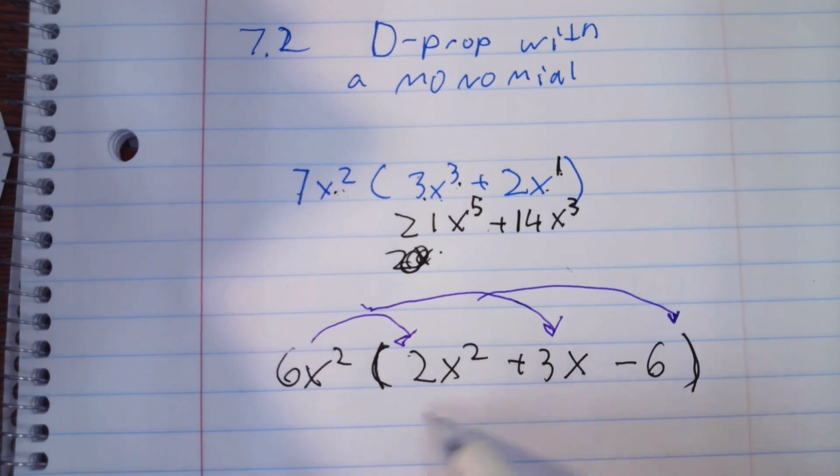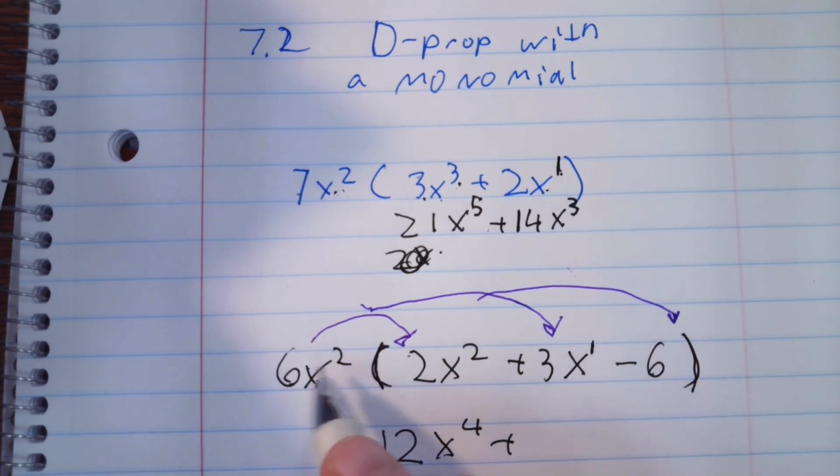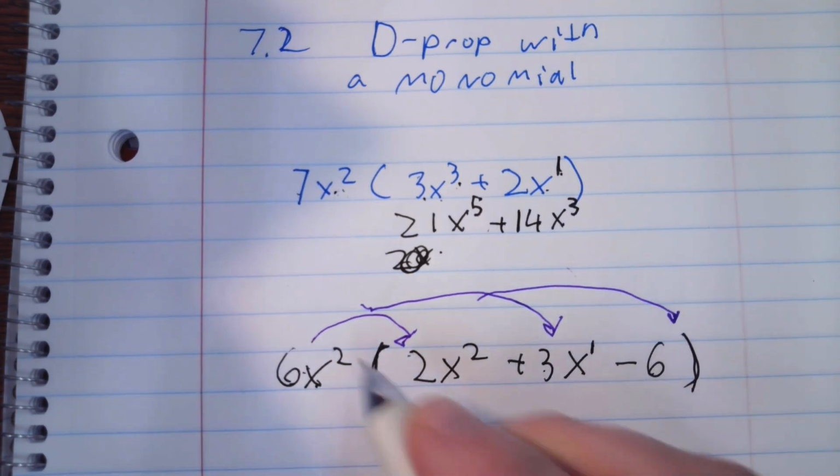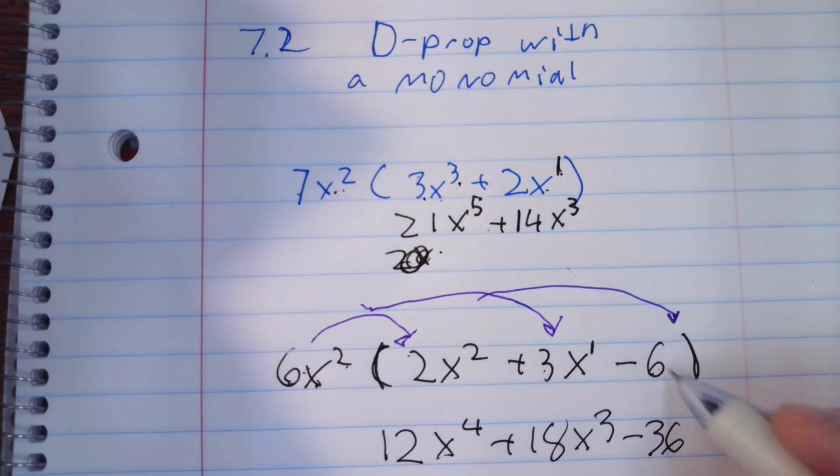And usually if I see a little x like that, I'm going to put a 1 there just so I don't make it go away. 6 times 2 is 12. X squared is x to the fourth. 6 times 3 is 18. 2 and 1 is 6 times 6 is 36. And I don't have an x there, so it's just x squared. Okay. So I'm really not adding that much to the distributive property. I'm just combining your little exponent rules.